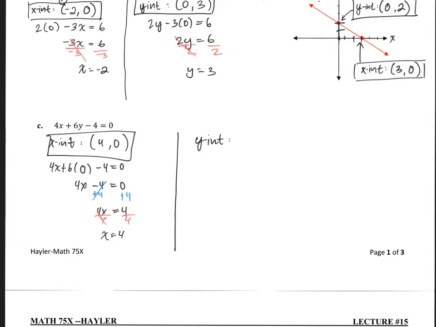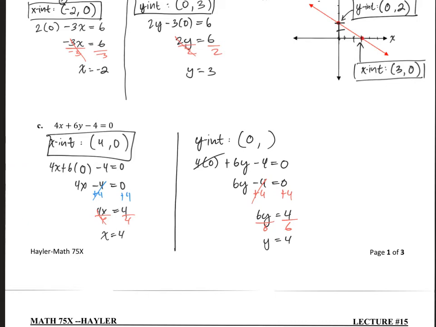Hopefully you went ahead and tried to solve this one by yourself. Okay, so we're substituting 0 for x and solving for y. So that goes to 0. That's going to be 6y minus 4 equals 0. Solving for y, we'll add 4 to both sides. And we get 6y equals 4. Going ahead and dividing by 6 to get y by itself. We have y equals 4 over 6.